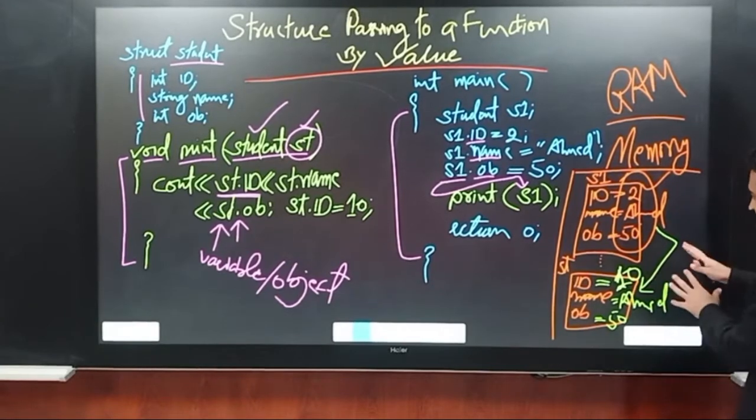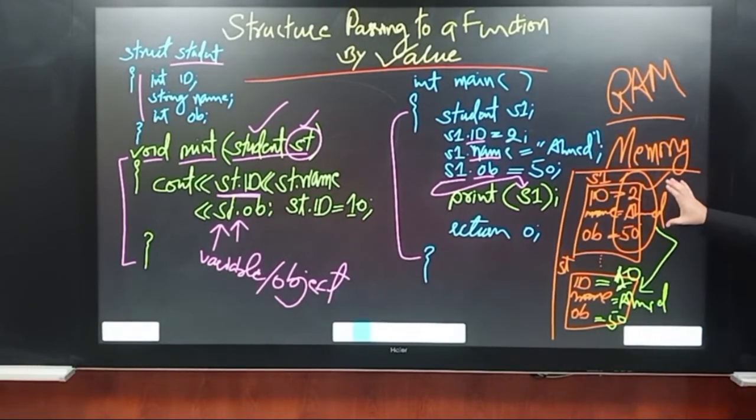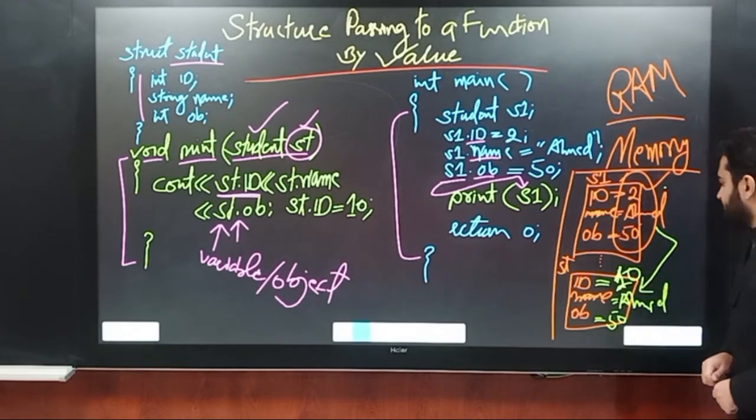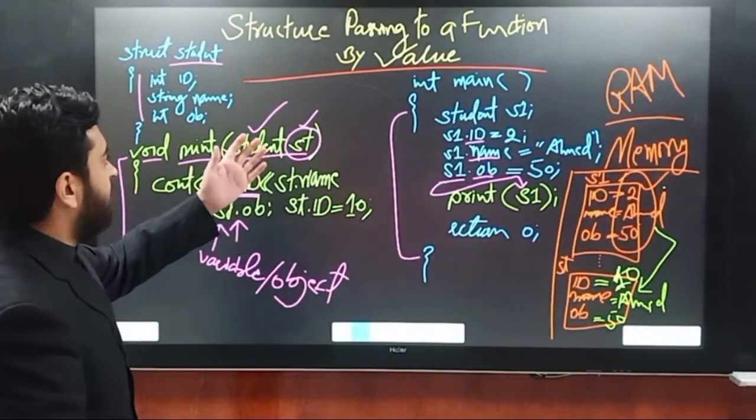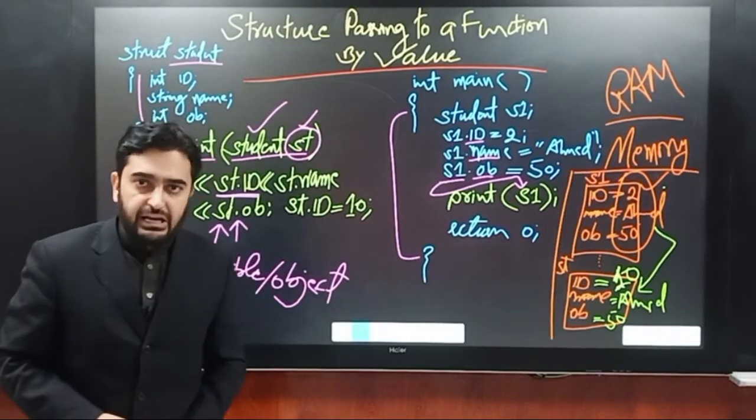So this concept means that we are passing the structure by value to the function, okay, by copying the values to the function and pasting them there in the ST, in another object. Okay, so this is how we can pass a structure to a function by value.